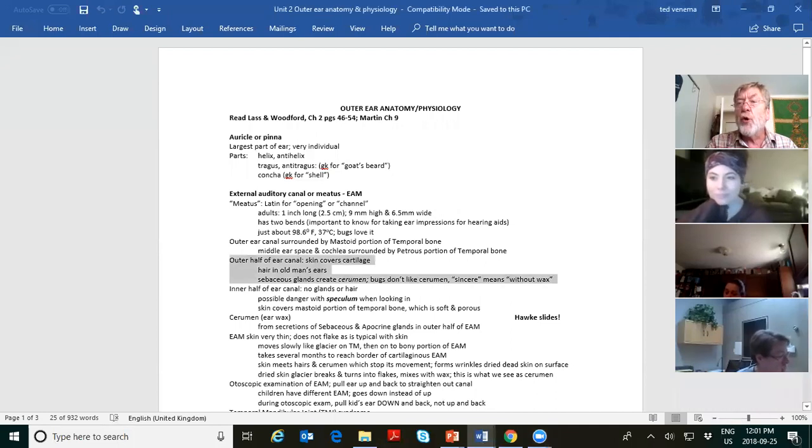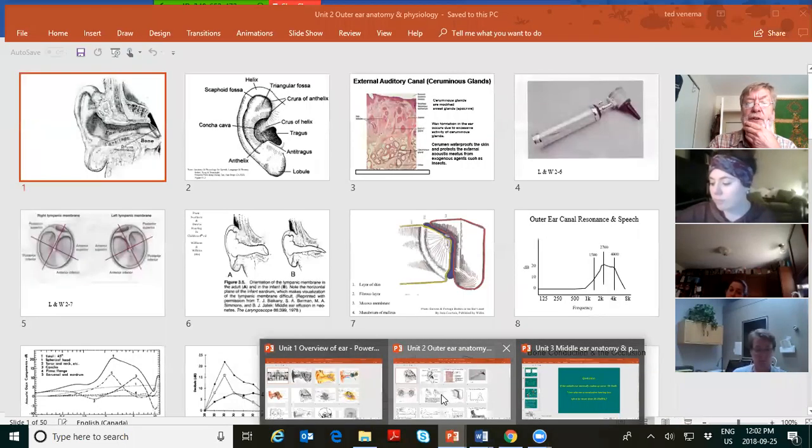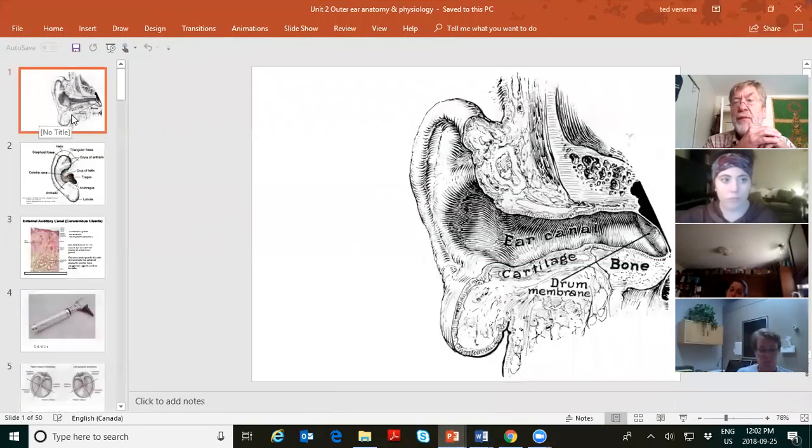How do you do an otoscopic examination? How do you look inside someone's ear canal? You pull the ear up and back. The ear canal, unlike pictures like this, is not a straight tunnel. Okay, your ear canal is a dog leg. It's got 2 bends in it. And to straighten the ear canal so that you can look and see the eardrum, you've got to pull the ear up and back. Very important.